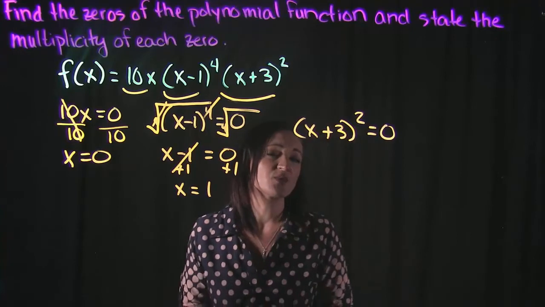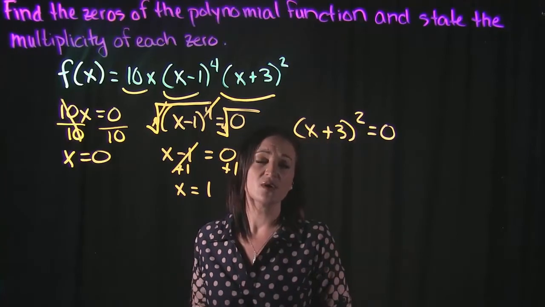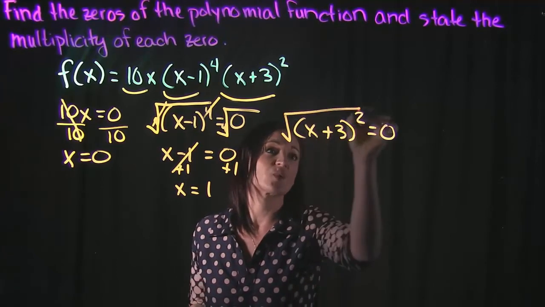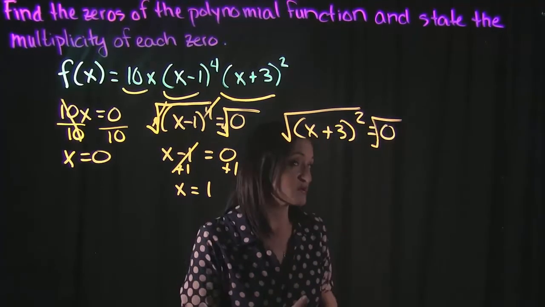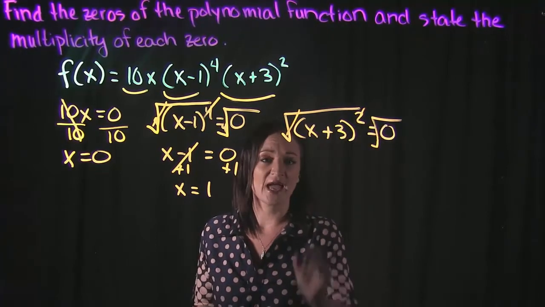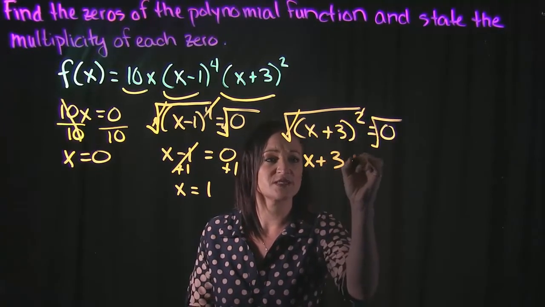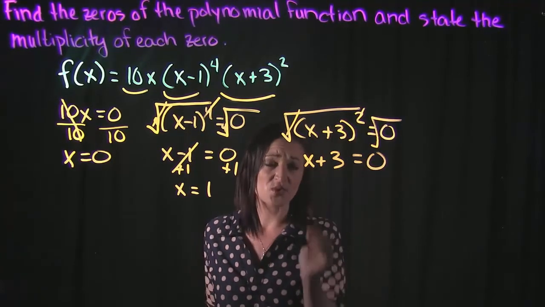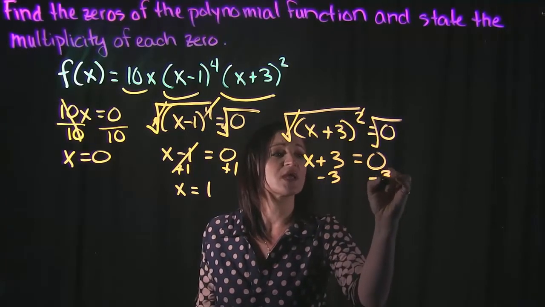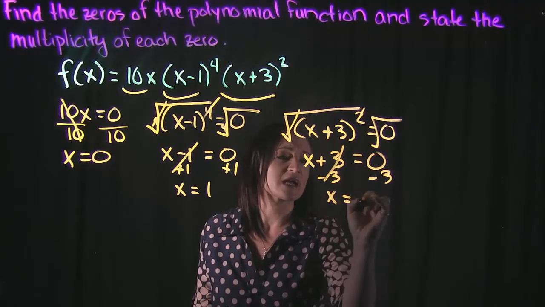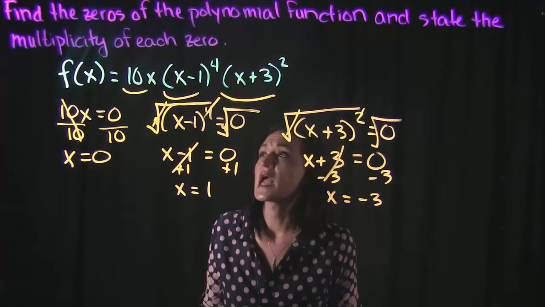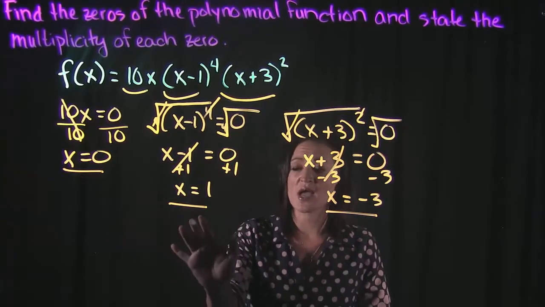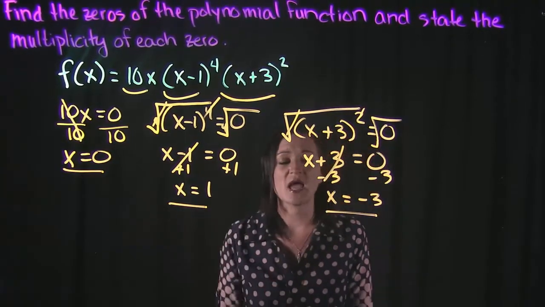For our last equation here, we have (x plus 3) squared is equal to 0. So in order to solve for x, we need to get rid of that squared. So we need to take the square root. Taking the square root of both sides, the square root and the square are going to cancel out, leaving us with x plus 3. And on the right-hand side, the square root of 0 is 0. So in order to solve for x, we need to subtract 3 on both sides, giving us that x is equal to negative 3. So these are our 3 zeros of the function. So x is equal to 0, x is equal to 1, x is equal to negative 3.